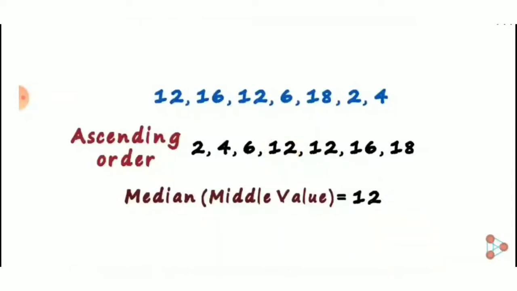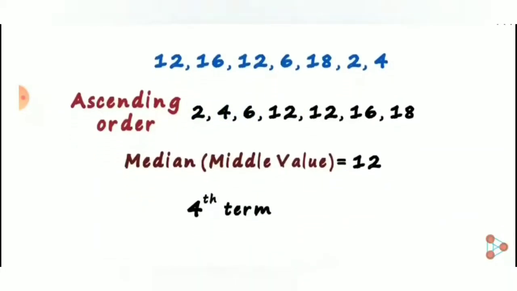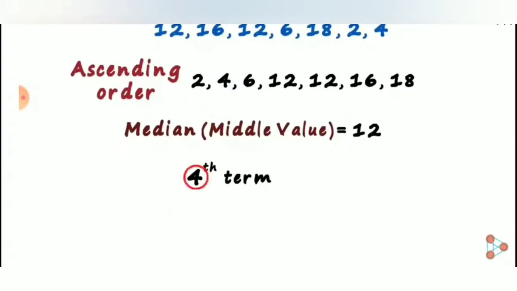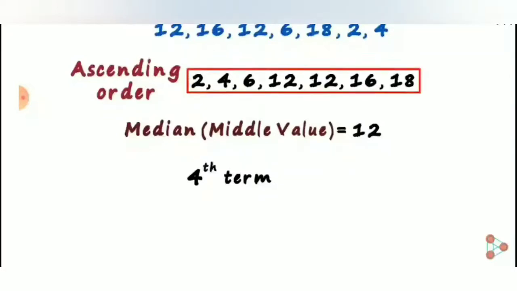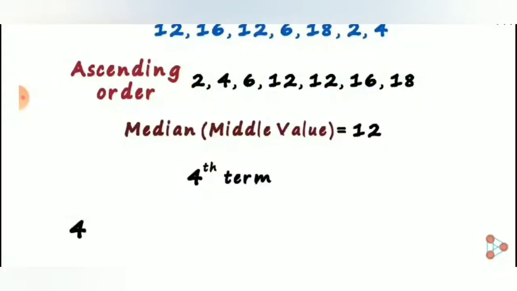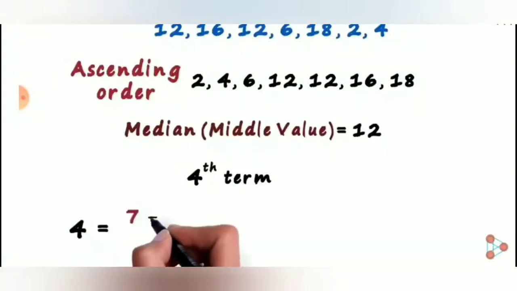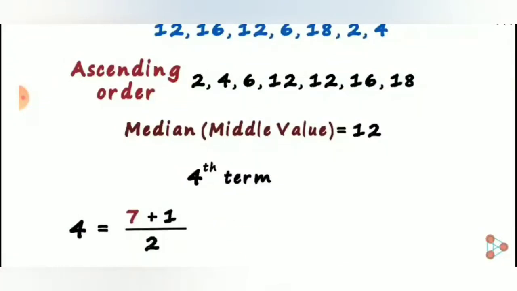And the median, as we can see, is the 4th term. First, second, third and the 4th. What we should be interested in is this number 4. Which term is the median? Look at the set of numbers. We have 7 terms here, and 4 can be written as 7 plus 1 divided by 2. It's 8 by 2, which is 4.